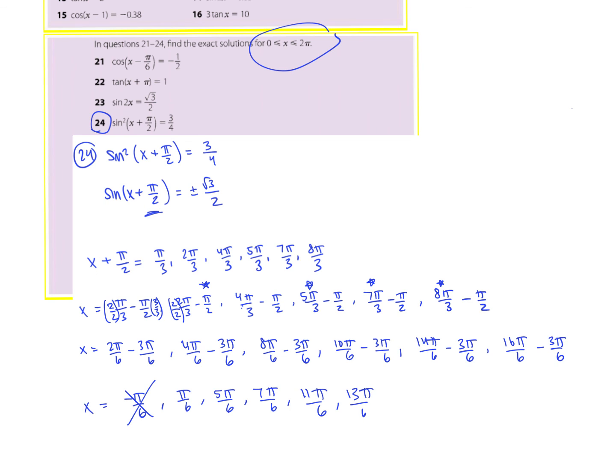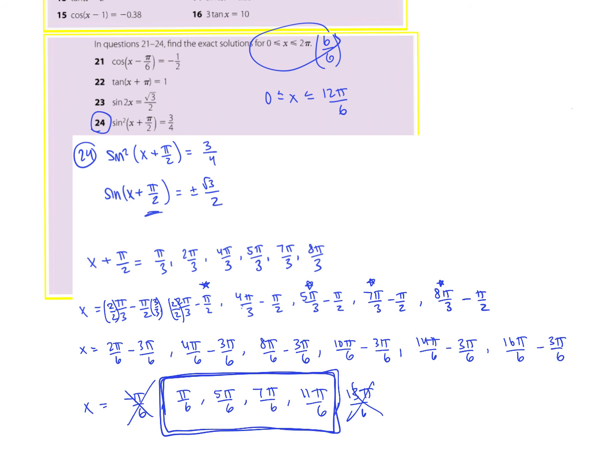Let's look at our domain as if it has a denominator of 6. So it would be 12 pi 6. So we need to go from 0 to 12 pi 6. So we're going to have 4 answers: pi 6, 5 pi 6, 7 pi 6, 11 pi 6.